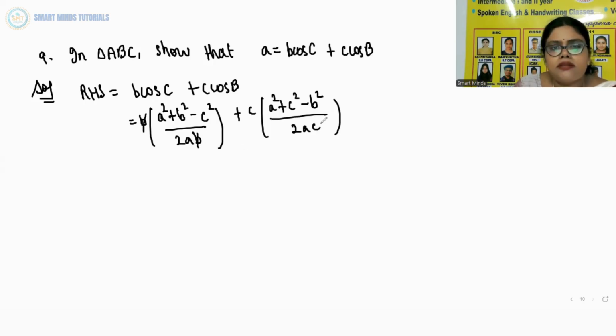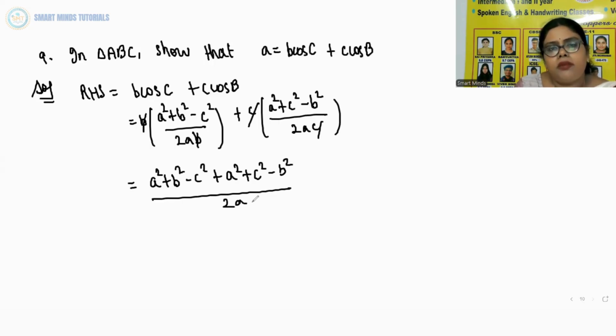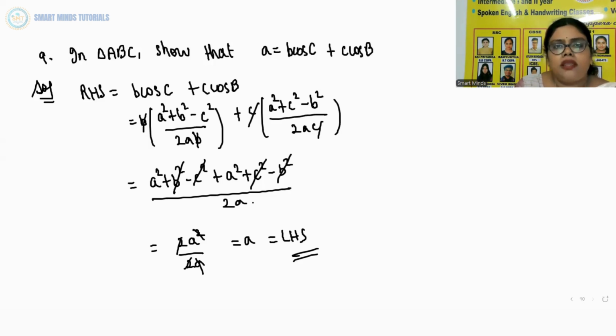b cancels, c cancels. Now denominators are same, so we can add the numerators. a square plus b square minus c square plus a square plus c square minus b square whole divided by 2a. b square minus b square cancel. c square minus c square cancel. That is 2a square by 2a. 2 cancel, a cancel, which is equal to a, that is equal to LHS. Hence proved.